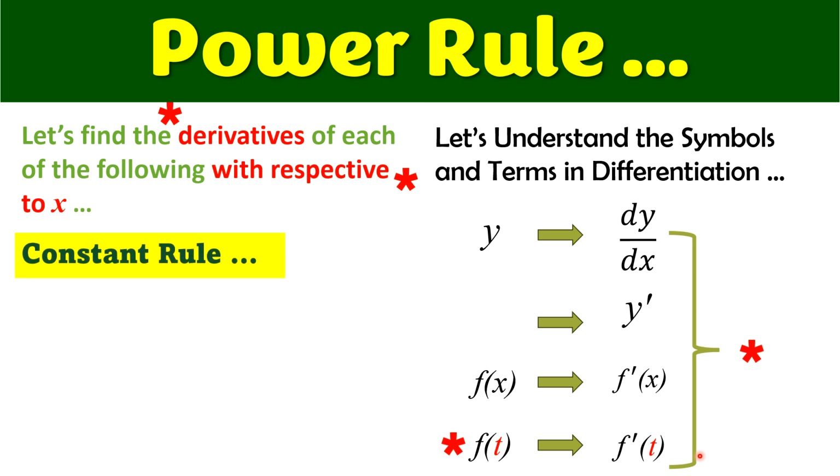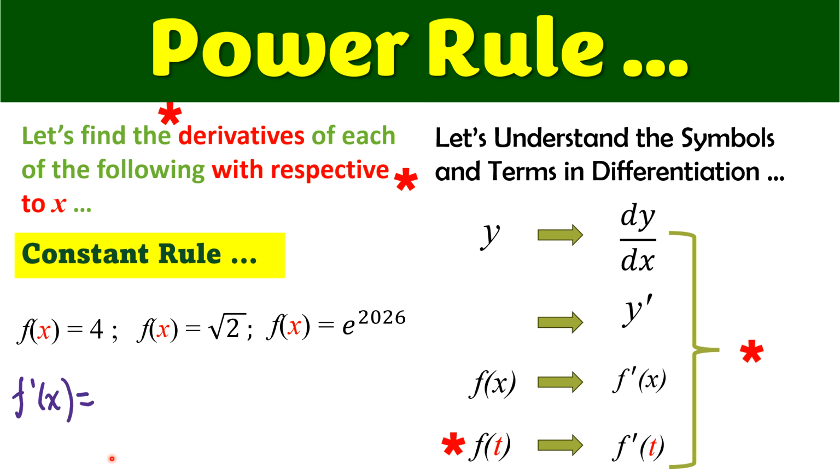Now, let's first start off with the constant rule. The constant rule simply means, if I give you these three examples, these three functions, the values here are all constants. If I'm going to find the derivative, it will simply give us 0. Any function that you see, as long as it's a constant value, when you differentiate, it will give you a 0.